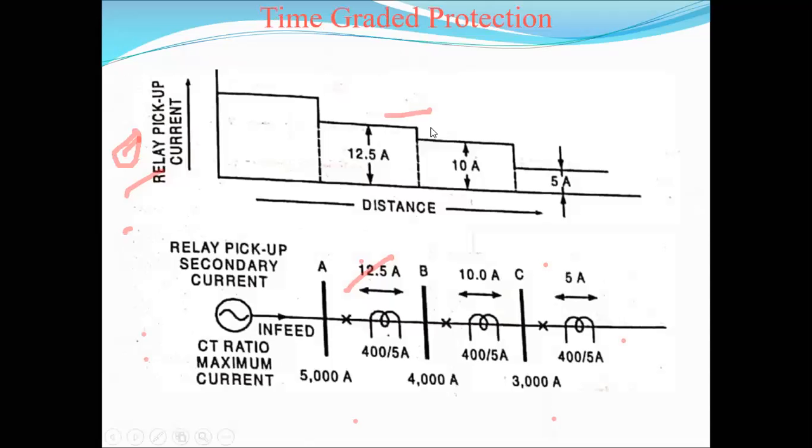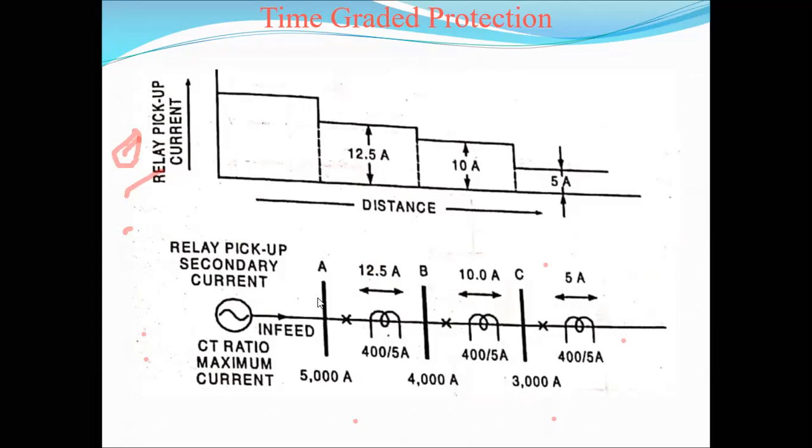This is the current gradient protection of a feeder line. Based upon the current rating, that relay coil will be operated. This is the relay pickup secondary current, and this is the CT ratio maximum current.